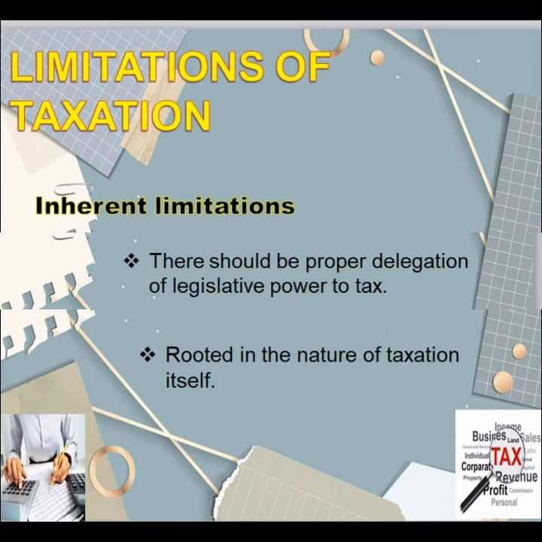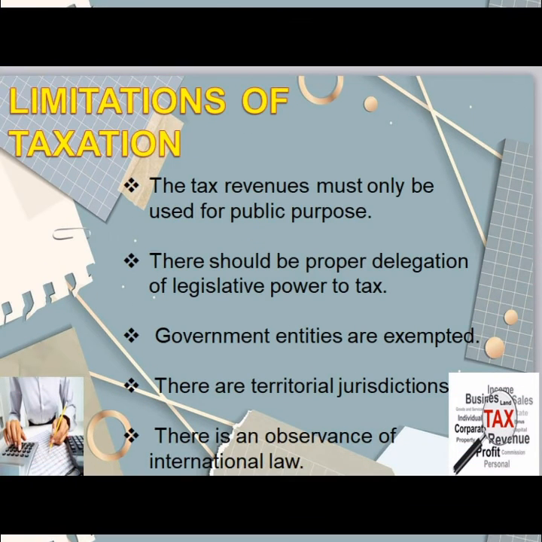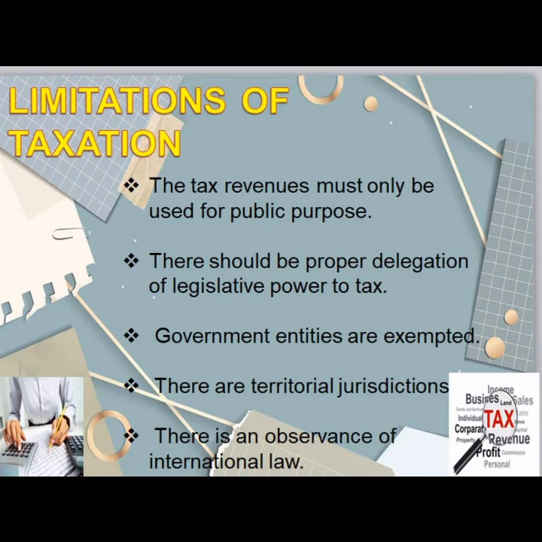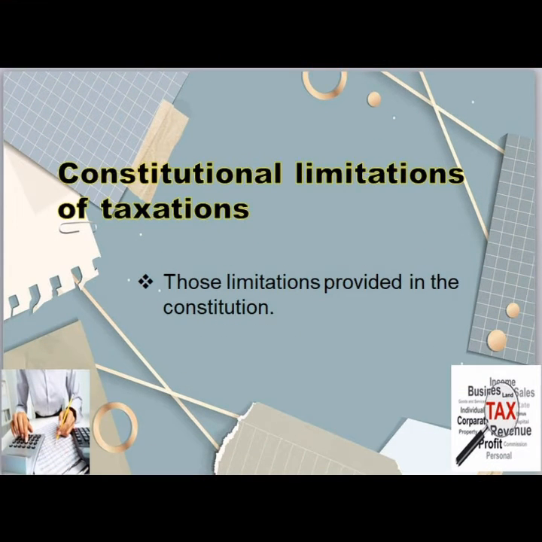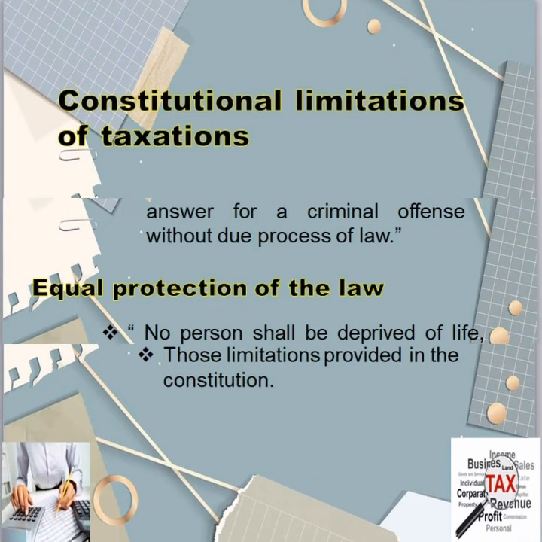For the continuation of the limitations of taxation: the tax revenues must only be used for a public purpose. There should be a proper delegation of legislative power to tax. Government entities are exempted. There are territorial jurisdictions, and lastly, there is an observance of international comity. Those limitations have been provided in the Constitution.